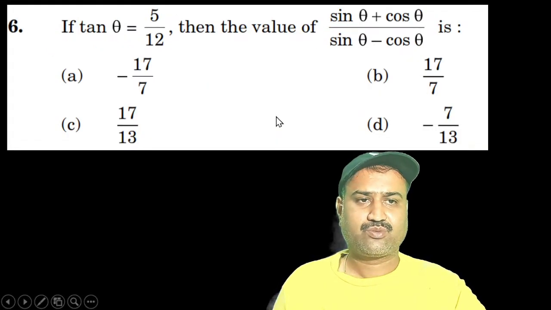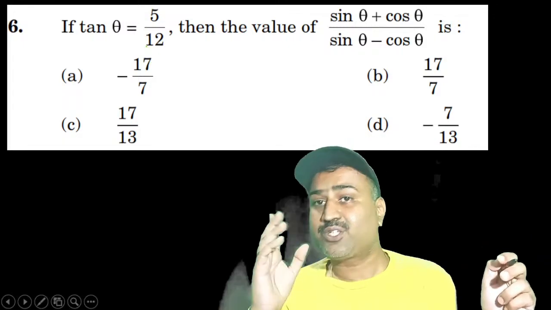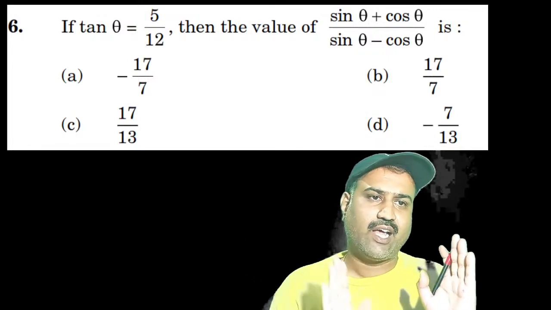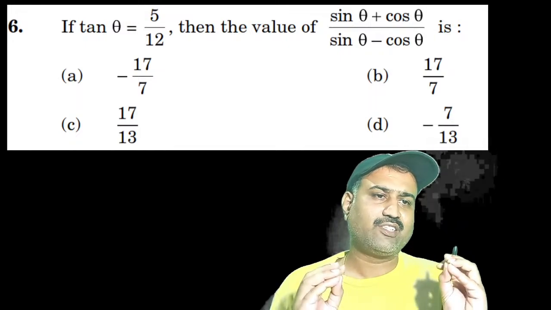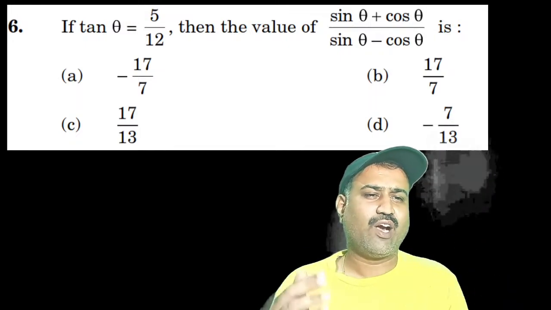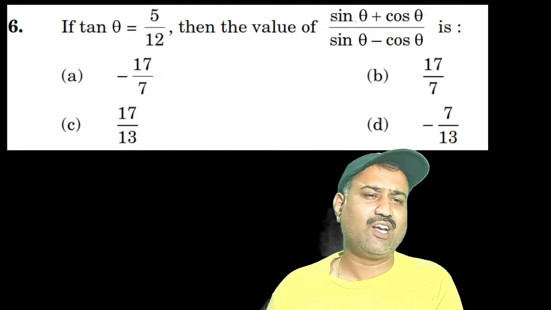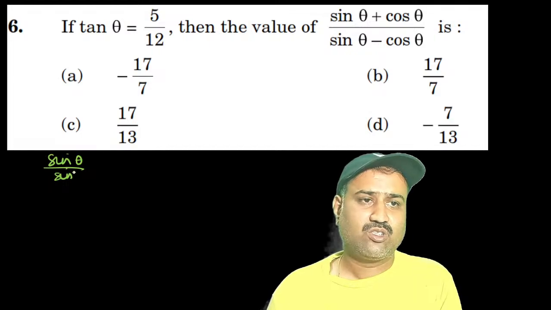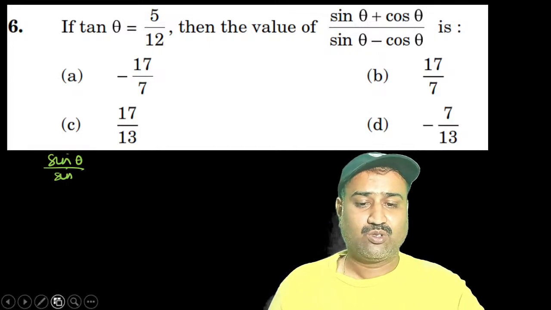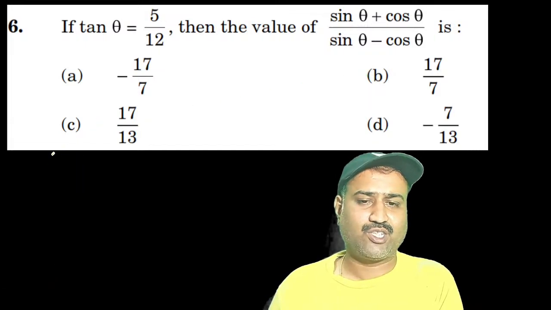Next question. If tan theta is equal to 5 by 12. Now given here tan theta is equal to 5 by 12. Using a triangle, I can draw a triangle here and find sin theta and cos theta. But you can also divide this entire equation by either cos theta or sin theta. Now I will divide the entire equation by cos theta here, right?